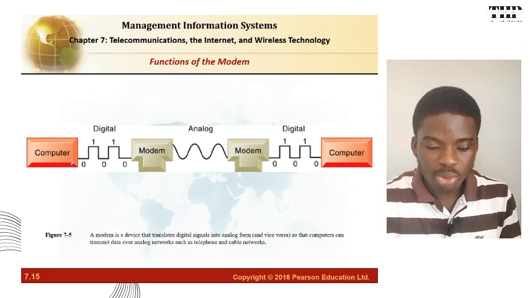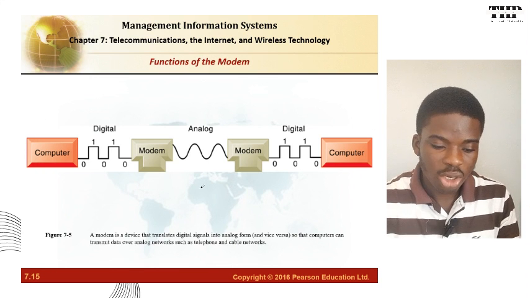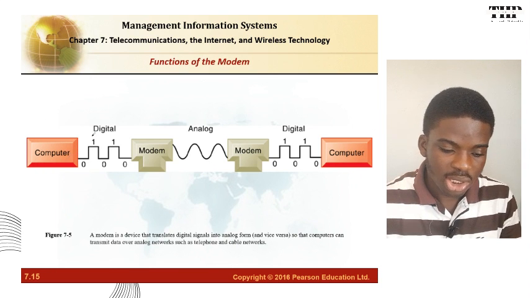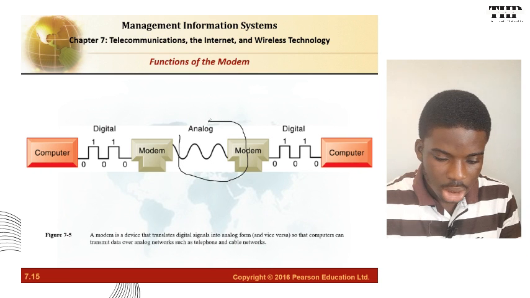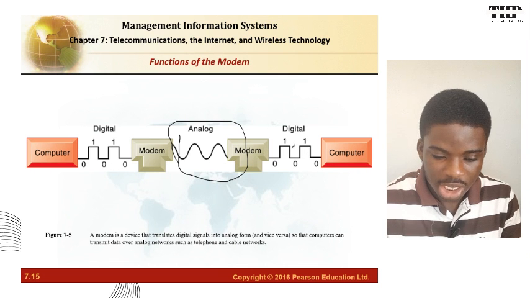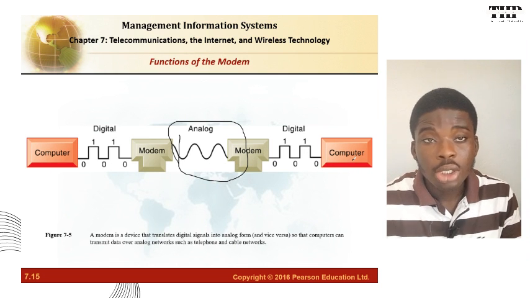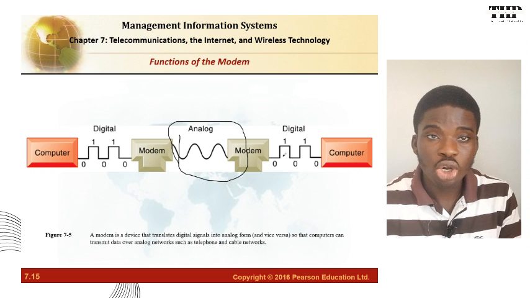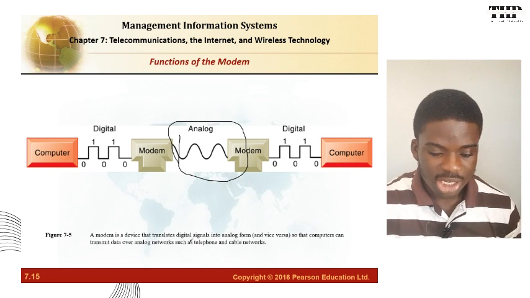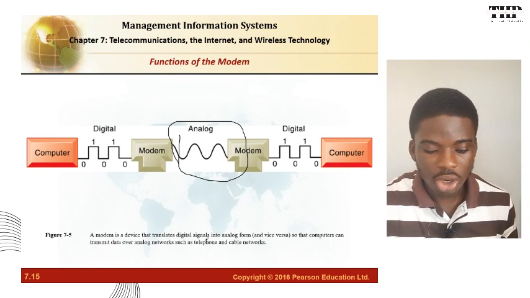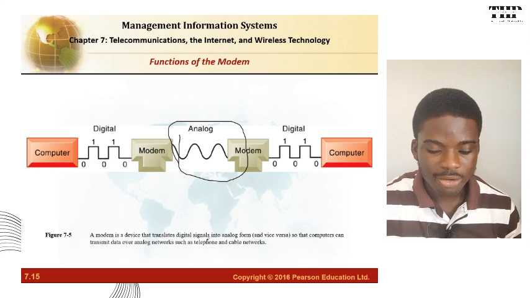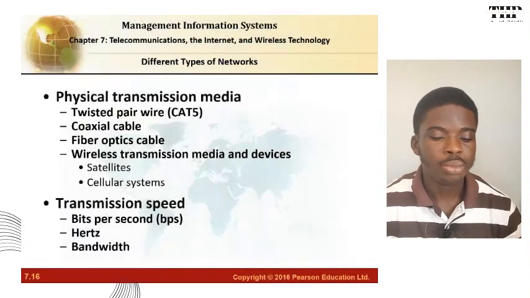This is just speaking to the functions of the modem. How does the modem work? This is a computer. They are all on a network. This computer will send digital information. The modem converts it to analog. Analog is in a waveform, don't forget that. Then digital 101010 reaches the computer. That's how they communicate. The modem is a device that translates digital signals into analog form and vice versa, so that computers can transmit this data over analog networks, such as telephone and cable networks.